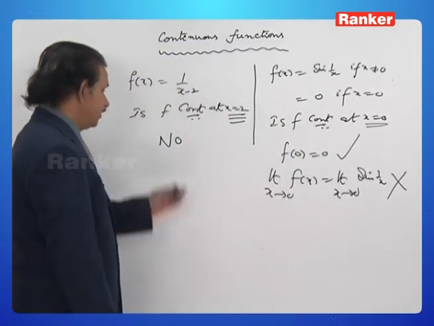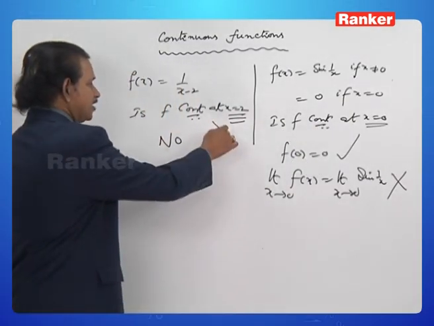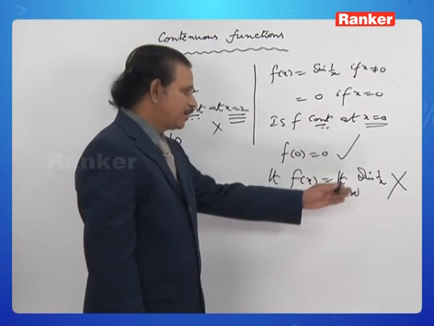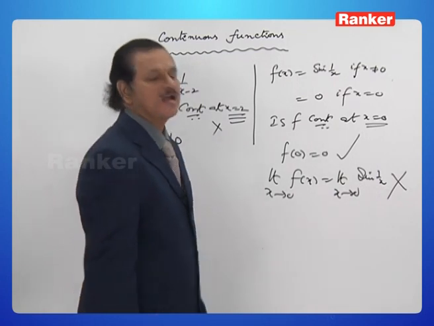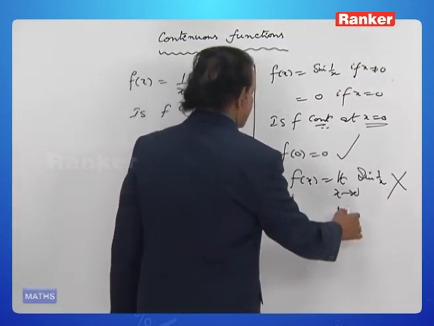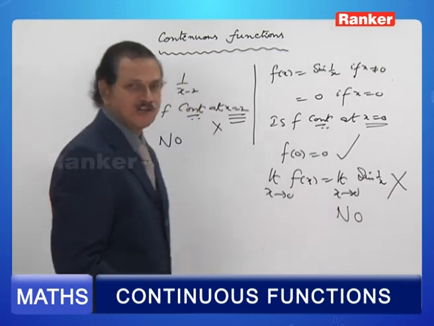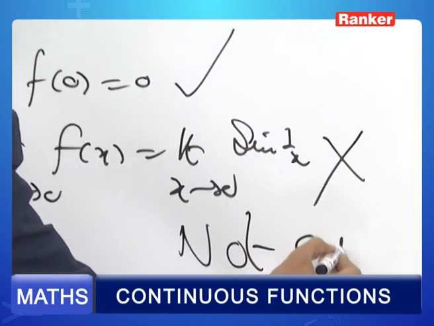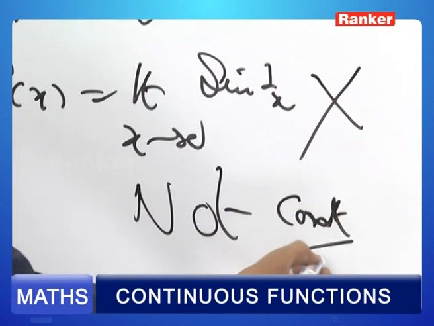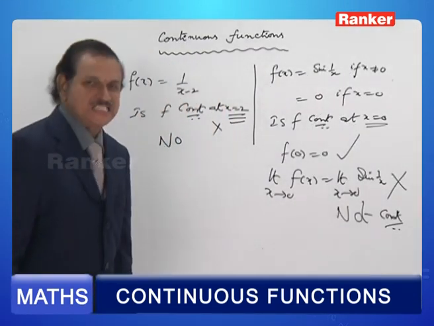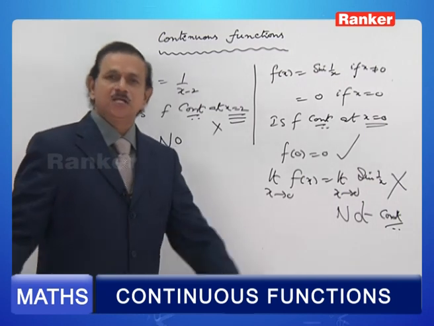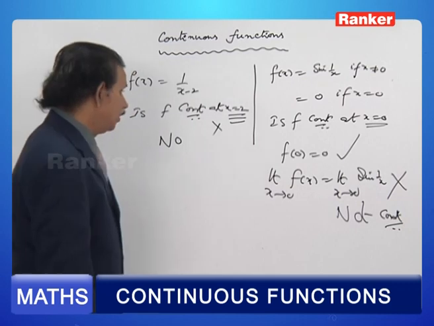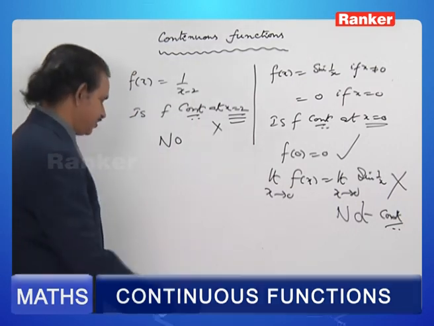Observe, in the first problem, the first condition is not satisfied. In the second problem, the first condition is okay, but the second condition is not satisfied. Therefore, this function is not continuous. F is not continuous. If a particular function is not continuous, we say that it is discontinuous. Discontinuity and not continuous are meant in the same way. Now, let us observe the third example.